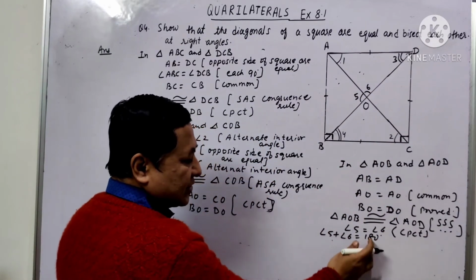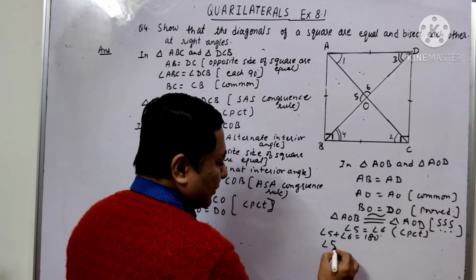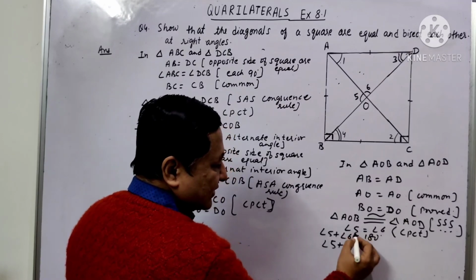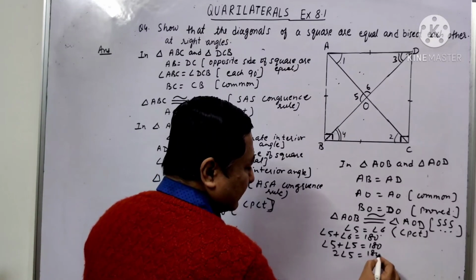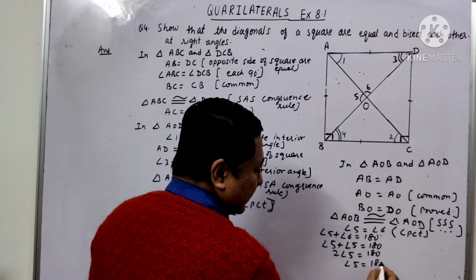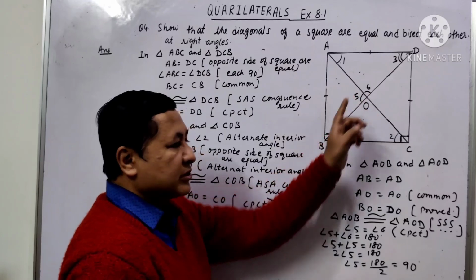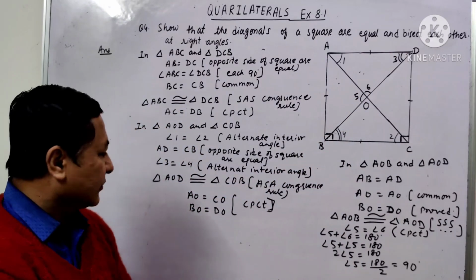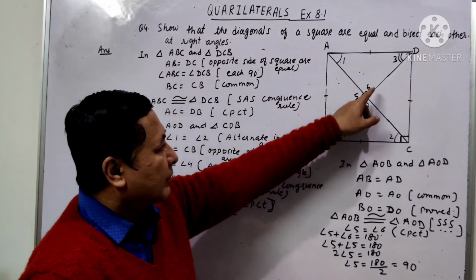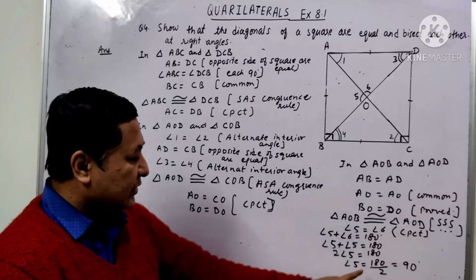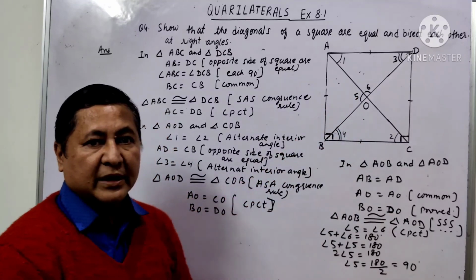Angle 5 plus angle 6 is equal to 180 degrees, as we know that they are forming a linear pair. So angle 5 plus angle 6 can be written as twice angle 5 is equal to 180. So angle 5 is equal to 180 upon 2, and that is equal to 90 degrees. So now here AO is equal to CO, BO is equal to DO, that means they are bisected, and since angle 5 is equal to 90 degrees, that means the diagonals are bisecting each other at 90 degrees.